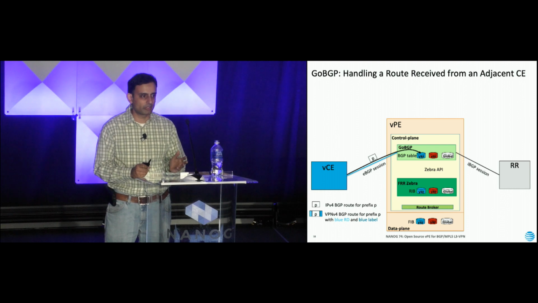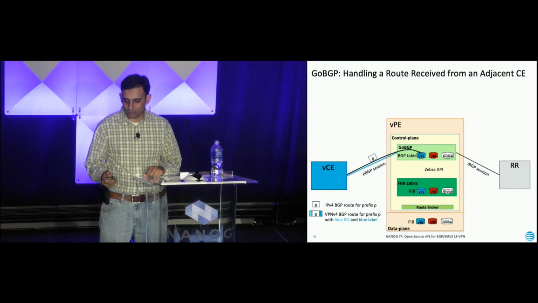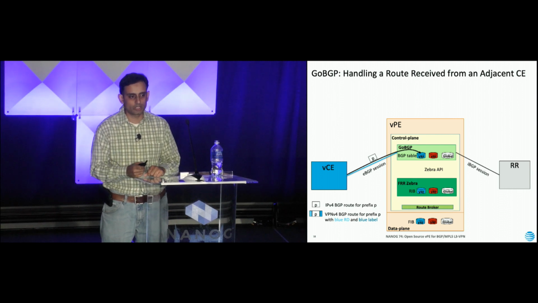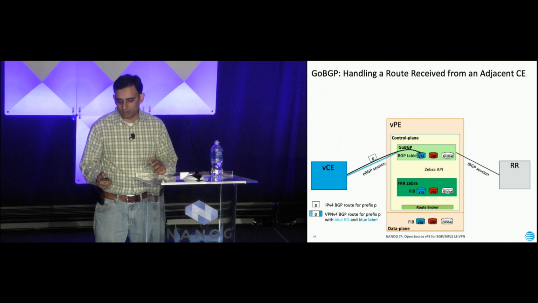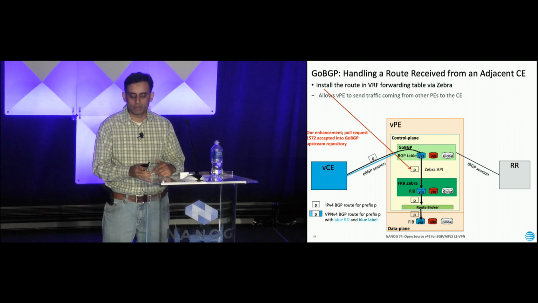Note that this route for prefix P is a pure IPv4 route, and this is what customers usually send to service providers. Now let's see what happens with this route. Let's say that this route is installed in the blue VRF as it should, because the session is associated with the blue VRF. And then when BGP runs its decision process and installs this route into FRR Zebra and into the FIB, this was the place where things didn't work correctly with GoBGP. And this is where we had to do some enhancements to GoBGP to make this work.